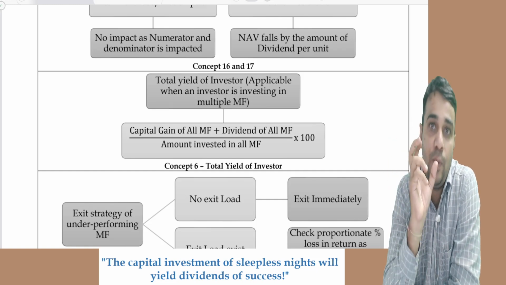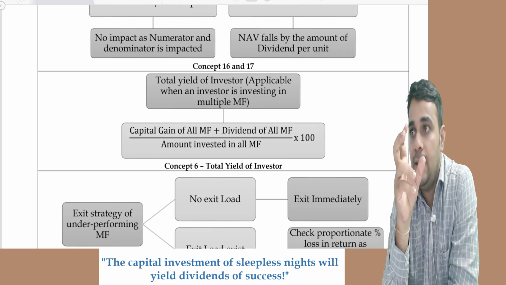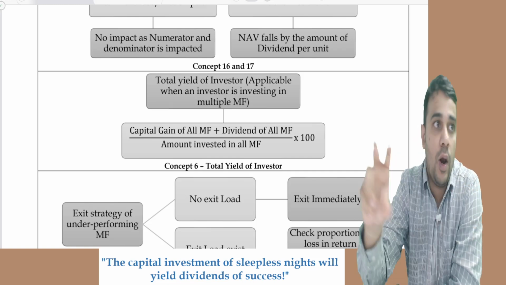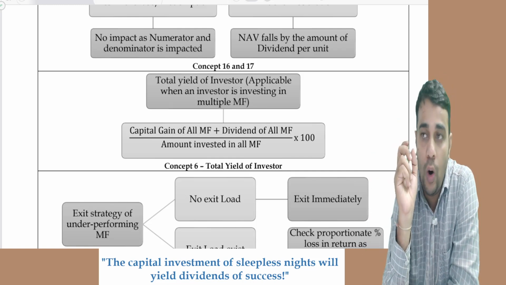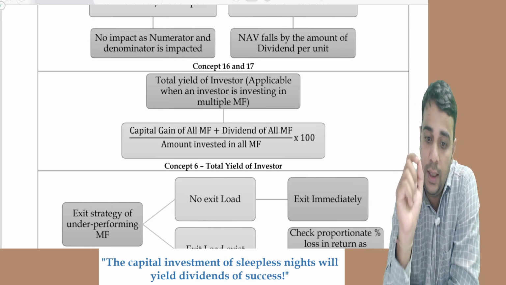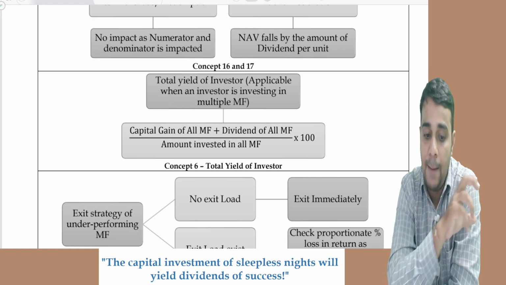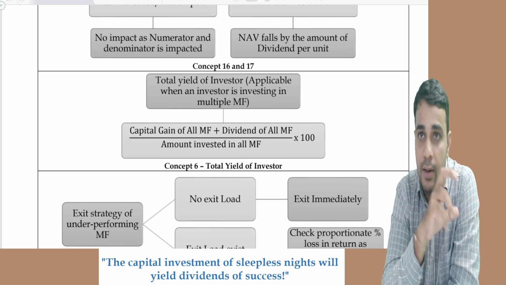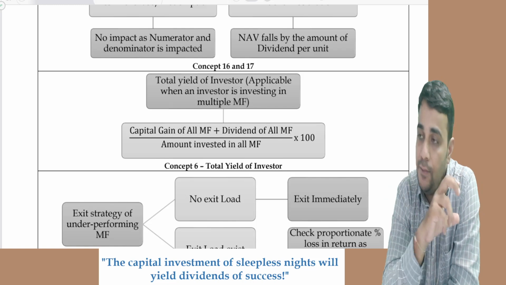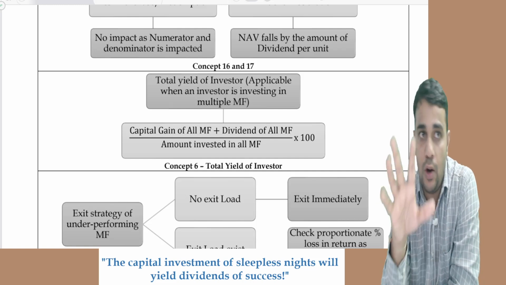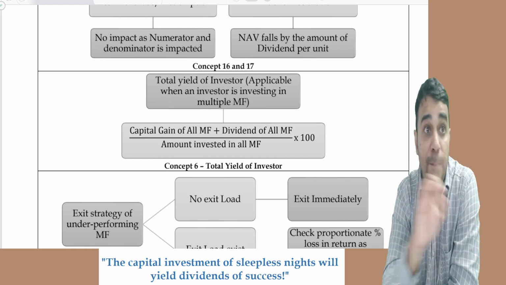In A, I earn 20,000 rupees. In B, I earn 10,000 rupees. In C, I earn 5,000. Add all this and divide by the total amount invested. Total yield is applicable when I invest in multiple mutual funds: the capital gain of all mutual funds, the dividend of all mutual funds, divided by the investment of all mutual funds, into 100. Some can be profit, some can be loss also, but add up everything, not percentages.